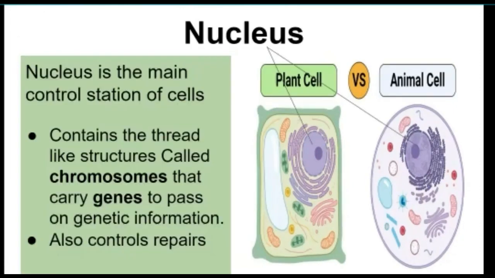Nucleus. Nucleus is a sort of main control station for all the cells. It's present in both animal and plant cell. It's basically responsible for all the main functions of the cells, including cell division and reproduction. Nucleus contains thread-like structures called chromosomes, and these chromosomes carry the genetic information. Nucleus is also responsible for controlling the repairs of the cell.